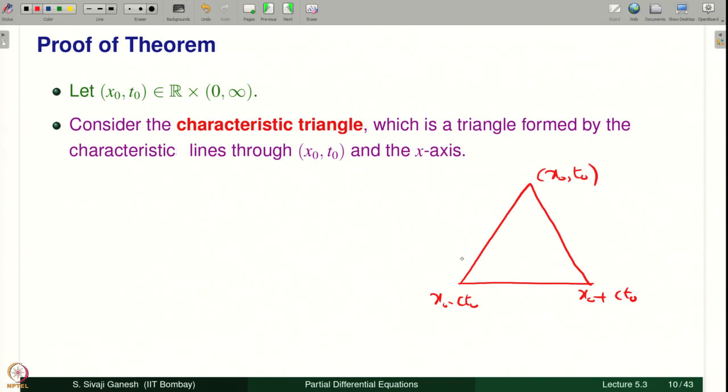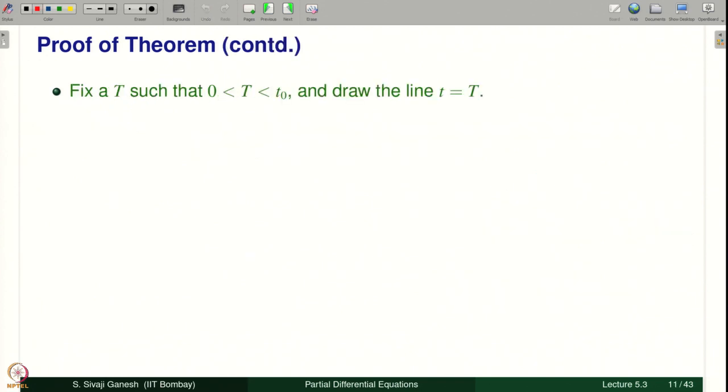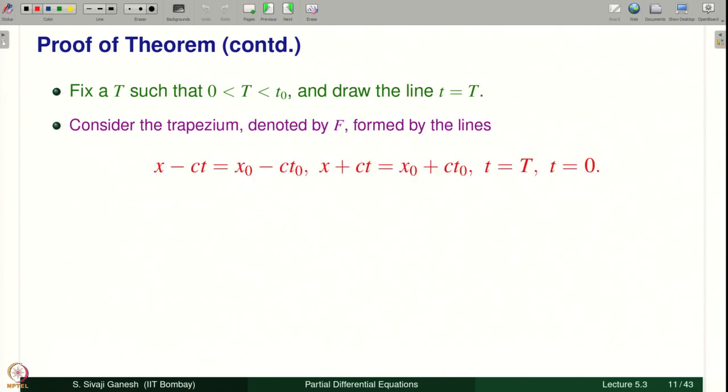What are these lines? This is x minus C t equal to x naught minus C t naught, and this line is x plus C t equal to x naught plus C t naught. Of course, this line is nothing but t equal to 0, the x axis. So, fix a t such that t lies between 0 and t naught and draw the line t equal to t, we will get a trapezium.